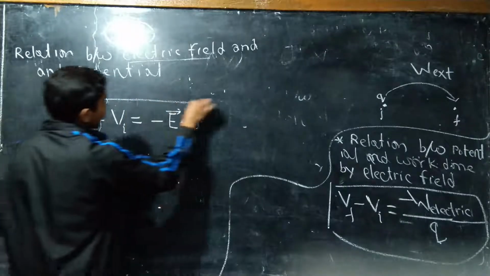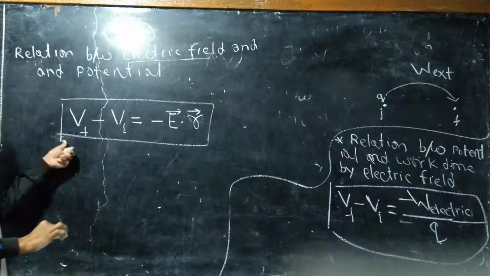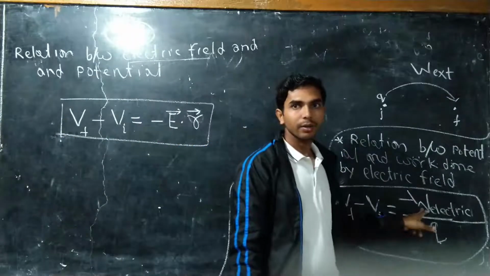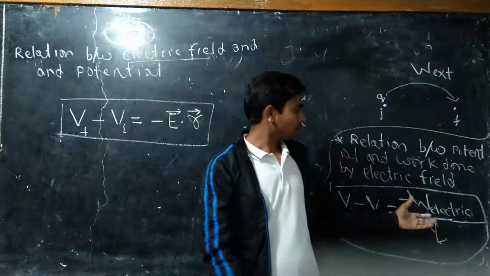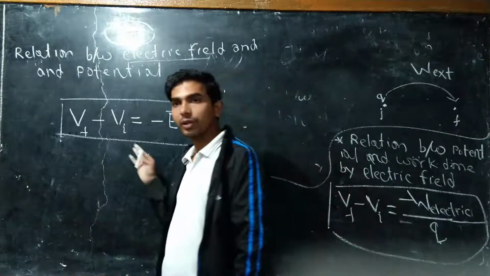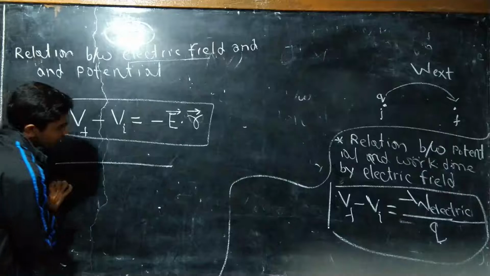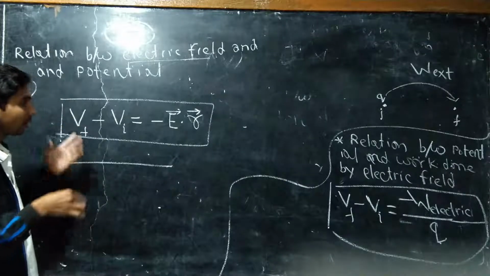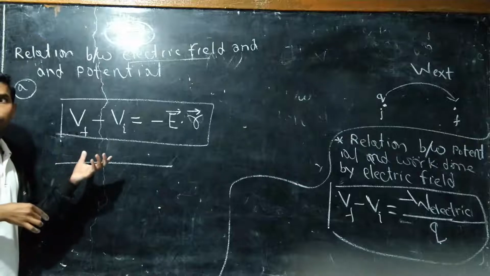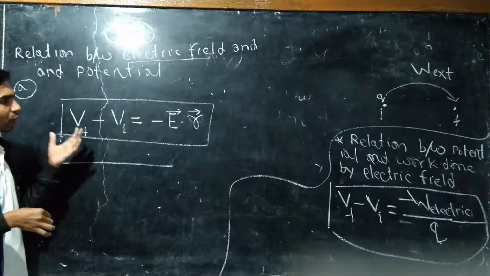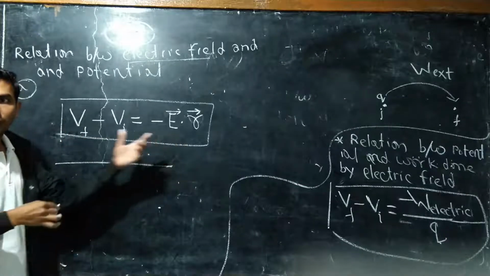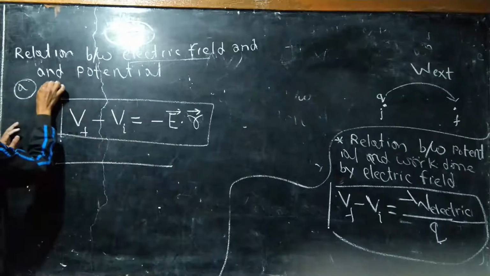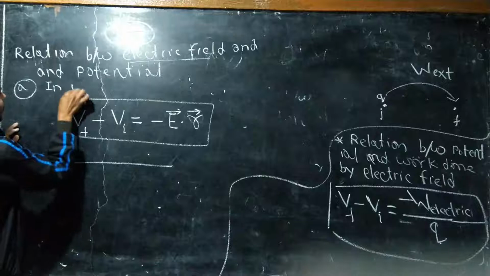I know you are getting confused about where this formula is coming from. For that, you can see here the work done by electric field. From this expression we are able to find this formula, right? In this we are going to discuss two subtopics. In the first one I'm going to take the uniform electric field, so the relation between electric field and potential in a uniform electric field.